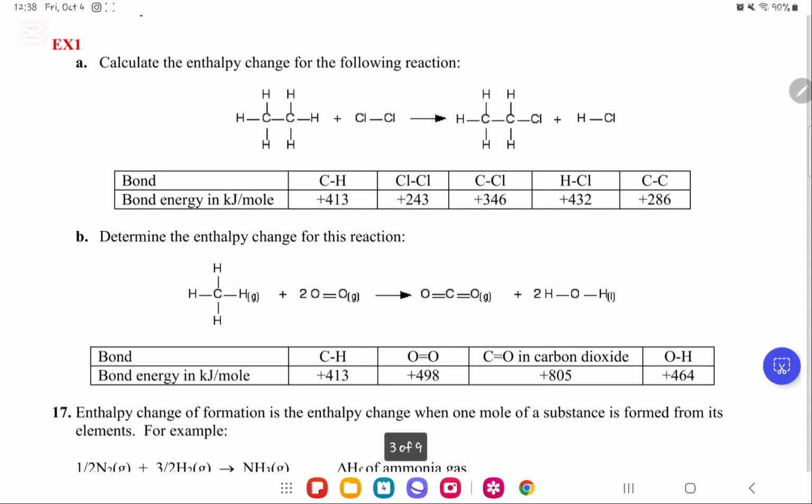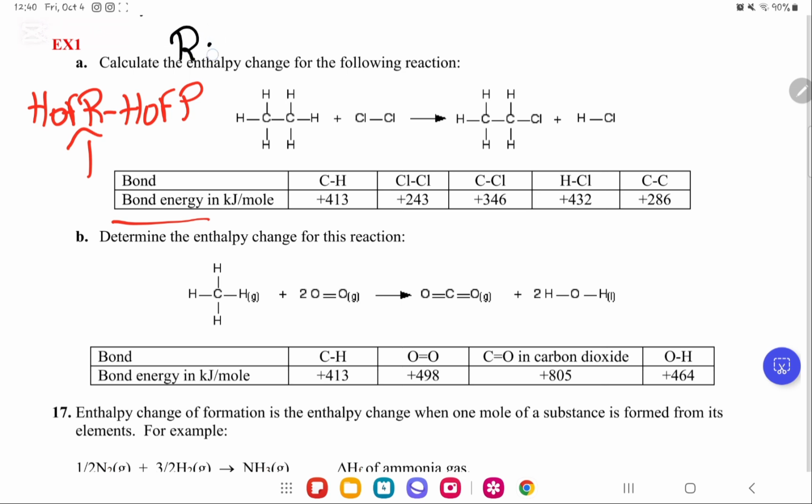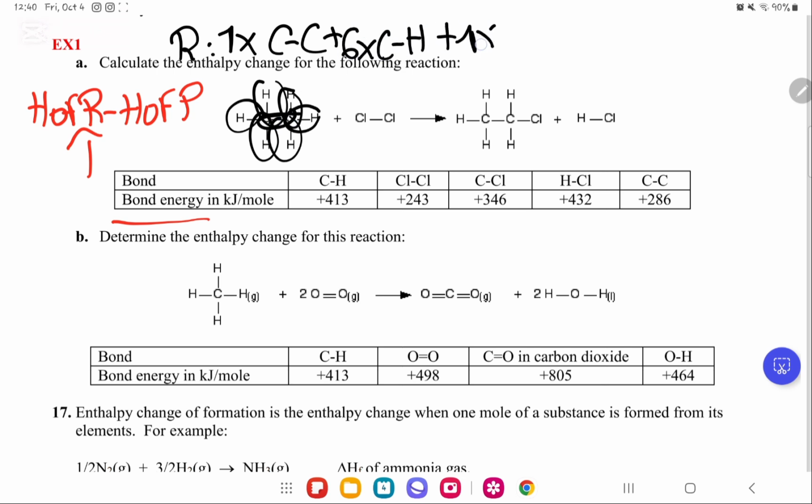Now, exercise 1. They asked us for this question to calculate the enthalpy change of the following reaction. If we notice, they are bonds and we have bond energy. So what is the rule for bond energy? Heat of reactants minus heat of products. So, look here. In the reactants, we have 1 C bond, plus 1, 2, 3, 4, 5, 6 CH bonds, plus 1 Cl bond.